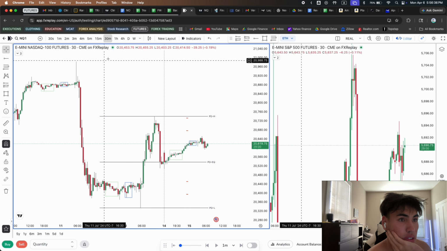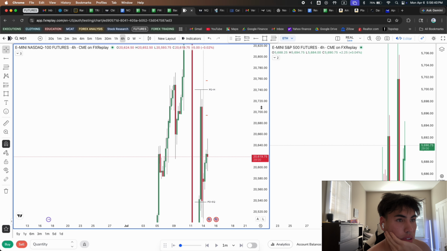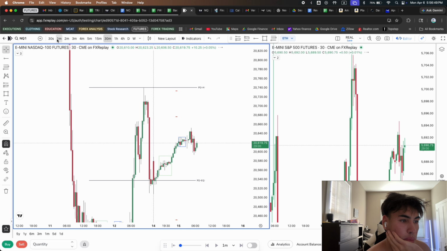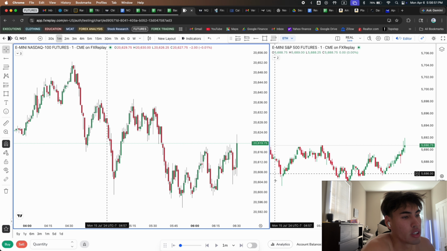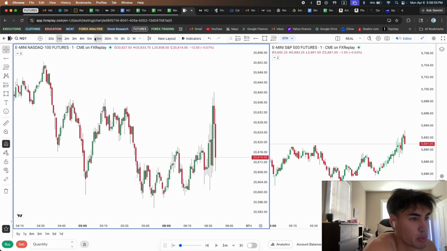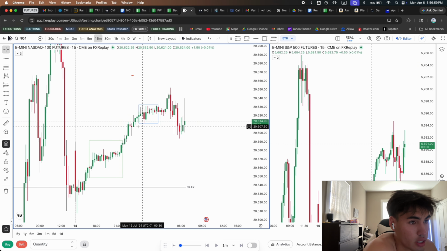Okay, 30 minutes. What are we doing? This 1 hour is pretty, we're in between a bunch of gaps. It's hard to say. Let's just wait for price to decide which way it wants to move. 15-minute. Got a nice 15-minute like that.